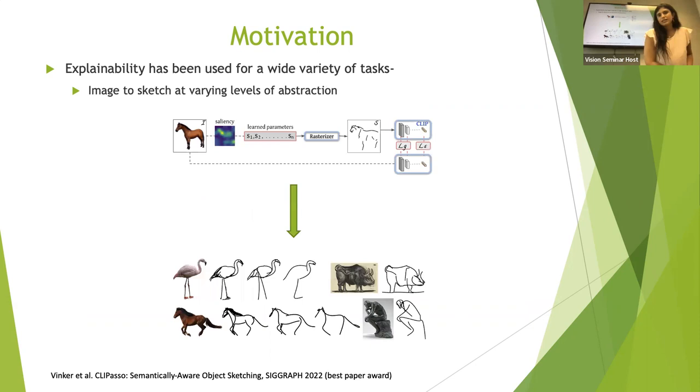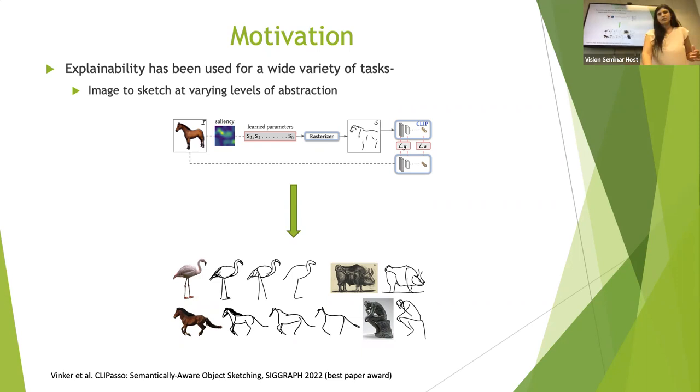Another example is a paper called CLIPasso. It got Best Paper Award at SIGGRAPH 2022. It also uses relevancy maps. The goal of the model is to take an input image and create sketches with different levels of abstraction. So you can choose which level of abstraction you want. For example, the flamingo here, a very abstract painting of the flamingo, or a very detailed painting. And what they did is they actually used the relevancy maps as an initializer for the model to understand where the object is and how to create the strokes from it.